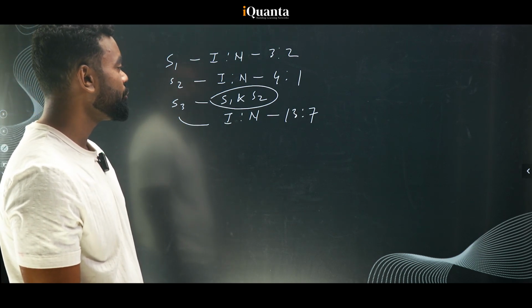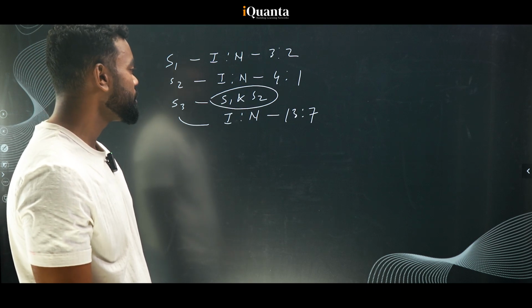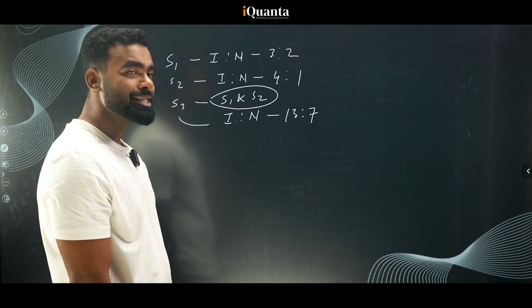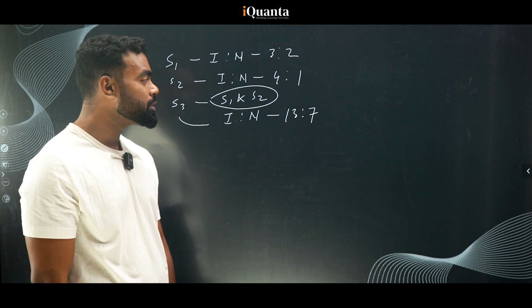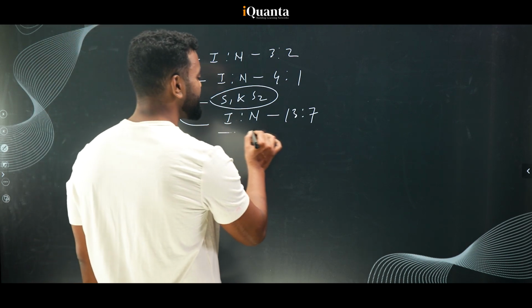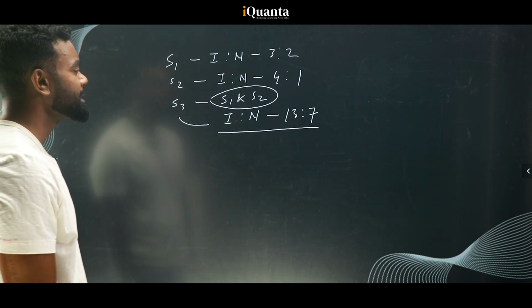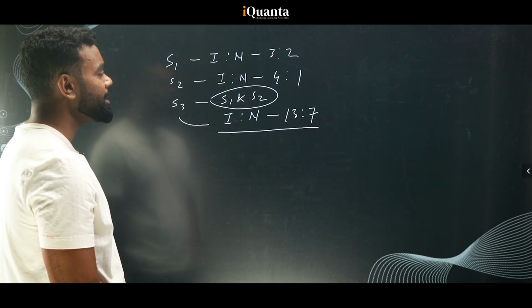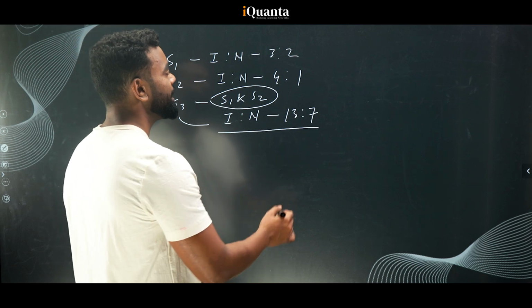In still 1 the ratio of iron to nickel is given as 3:2, still 2 is 4:1, and S3 is where S1 and S2 are merging, so that in S3 the iron to nickel becomes 13:7. Now how do we solve this type of question? There are many ways we can solve it. You already know how to find percentage.